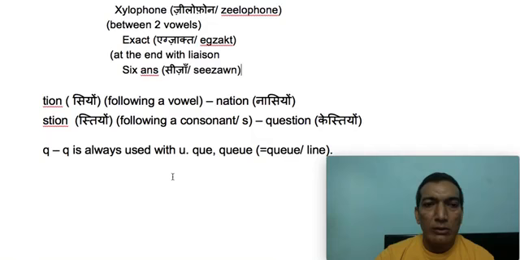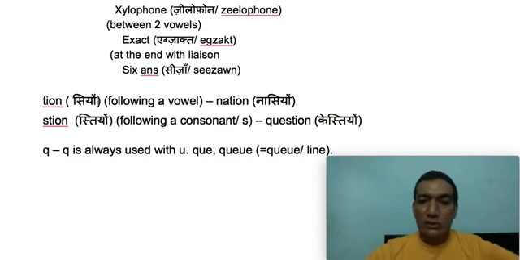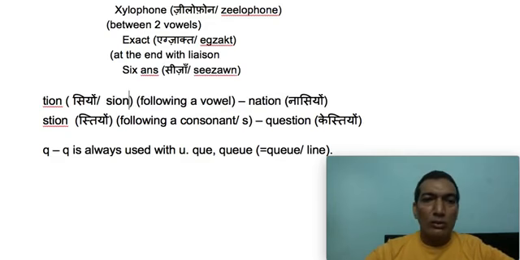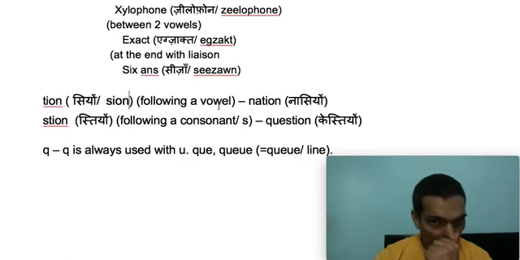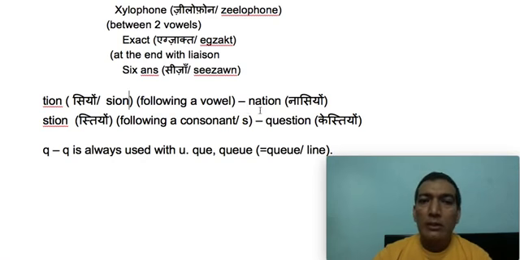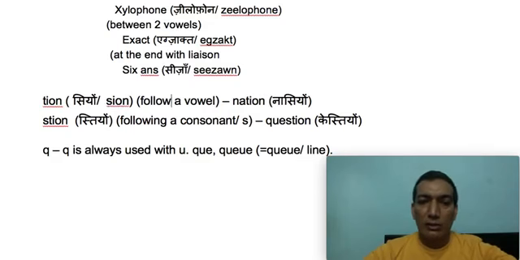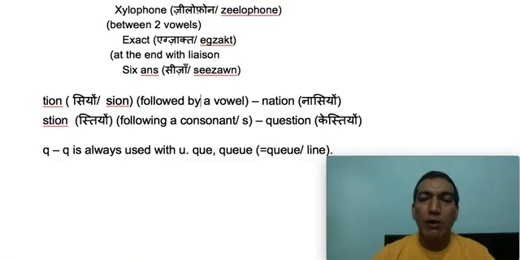Okay, then we continue. So tion in English we pronounce it like nation, but in French it is pronounced as sion. Okay, so tion is pronounced tion when it is followed by a vowel. So nation, nation, followed by a vowel, it is pronounced as tion, okay.